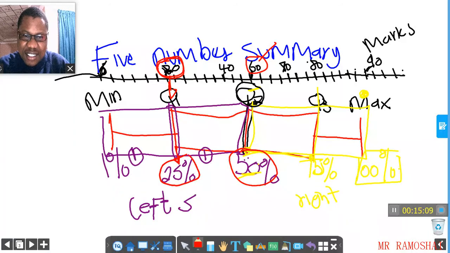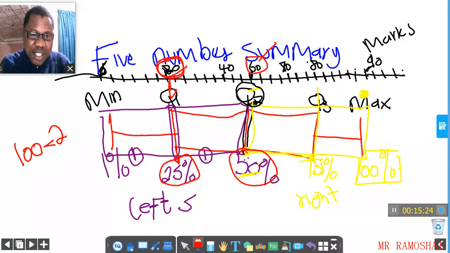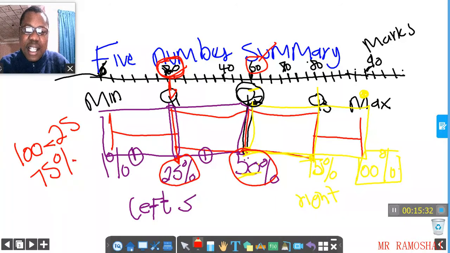25% of the learners got less than 30, whereas we're going to say 100 minus this 25. We saw that 25% got less than 30. Then what about the remaining percentage? That means 75% of the learners. 75% of the learners got above 30 marks.